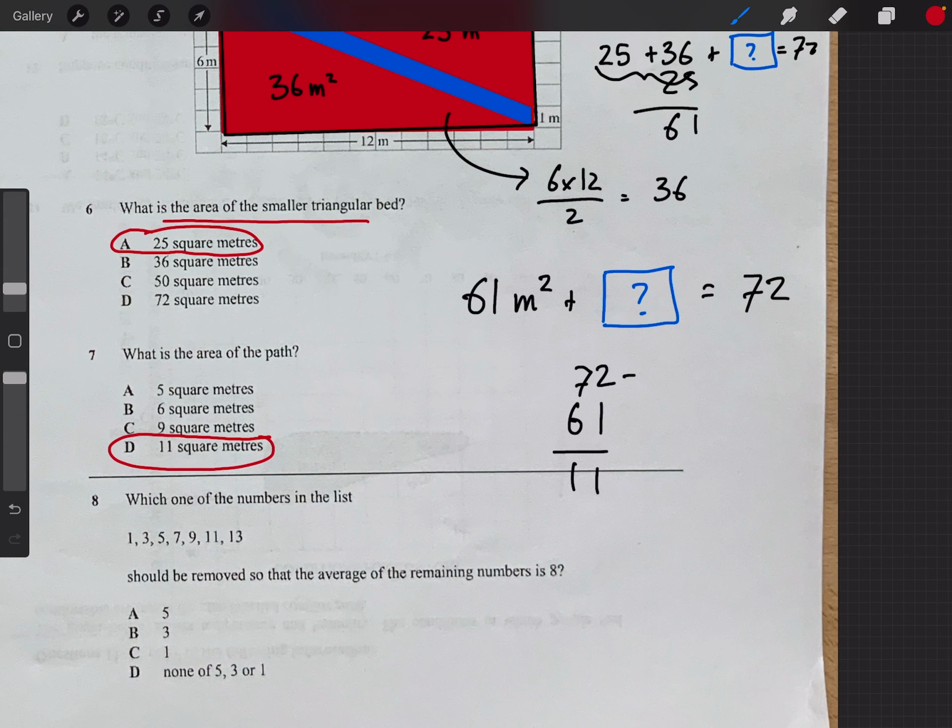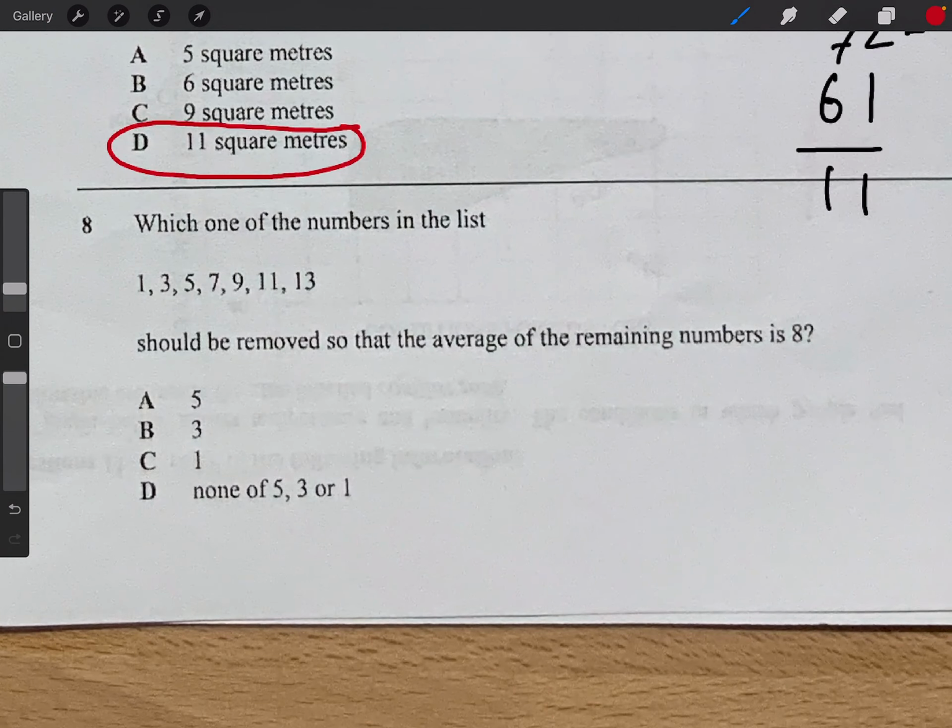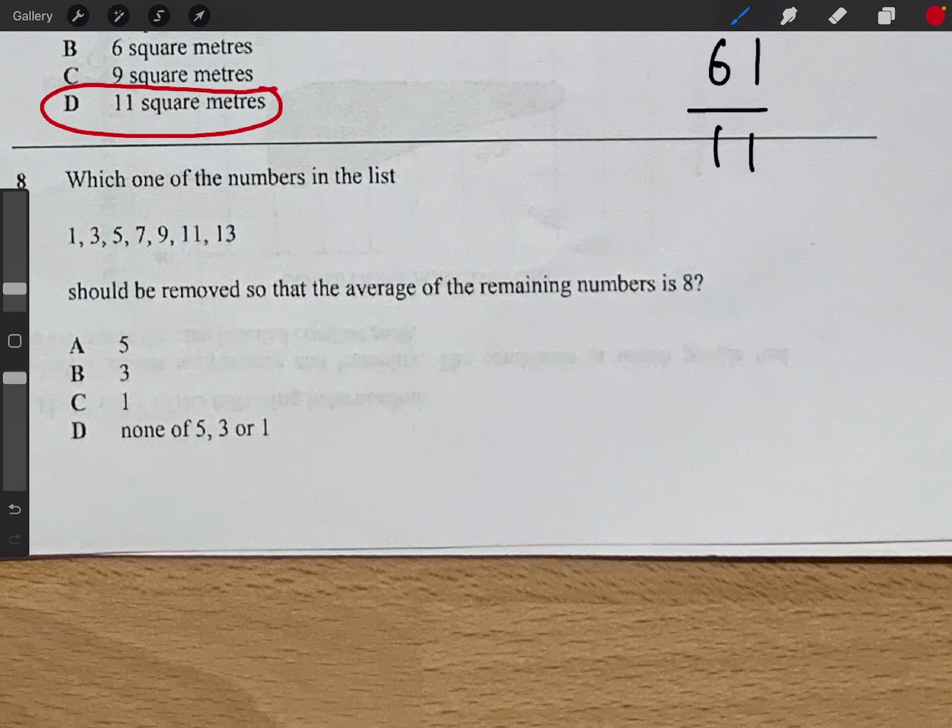Okay. Question 8. Which one of the numbers in the list 1, 3, 5, 7, 9, 11, 13 should be removed so that the average of the remaining numbers is 8? So we want the average of the numbers to be 8, but one of them should be removed.